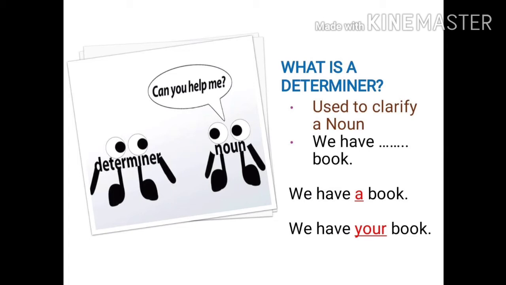When I say modify, it means that determiners add some more meaning to the noun used in the sentence. Let me give you one more example, children. If I say we have my book, I am using the determiner my here. The meaning changes, right? The meaning is modified. The book belongs to me. If I say we have your book, the meaning is that the book belongs to you. That's how determiners modify a noun. Modify the meaning of a noun.